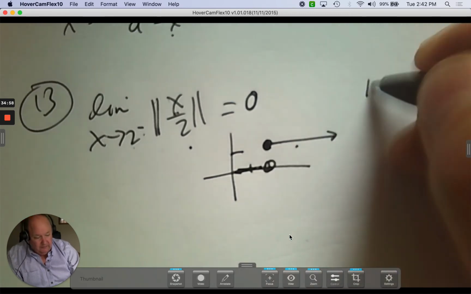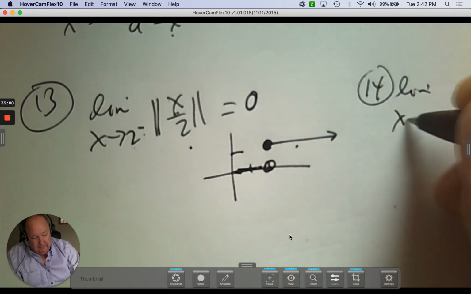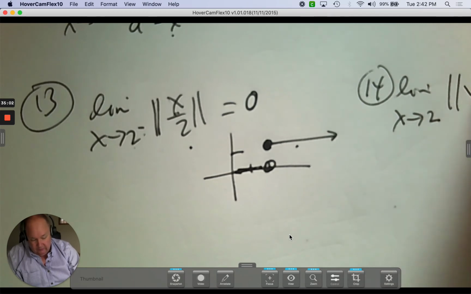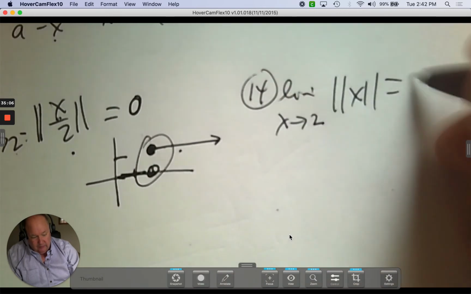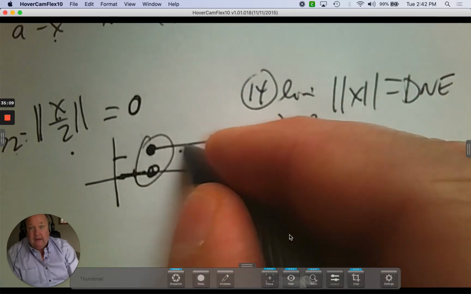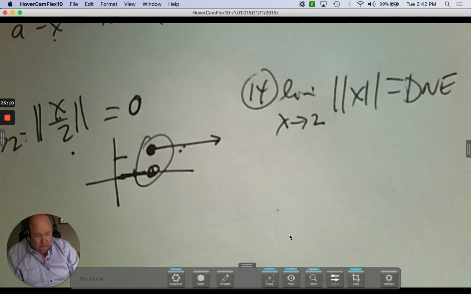Now at 14, it just says, what's the limit as x approaches 2 as a two-sided limit? So if there's no plus or minus, because of this jump, the limit does not exist because the left and the right, they don't agree on the answer.